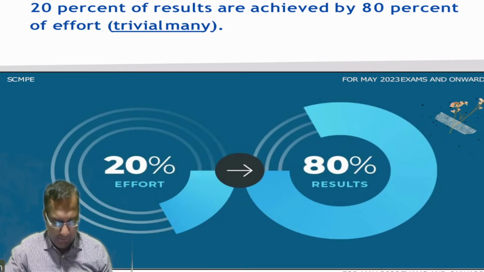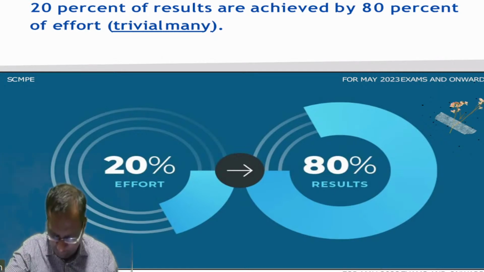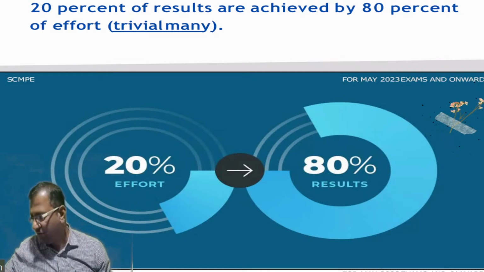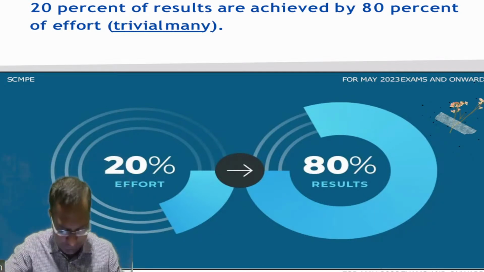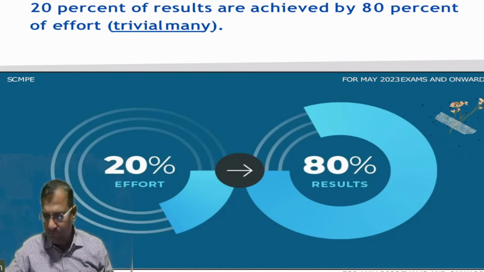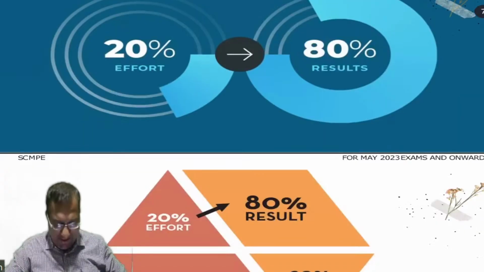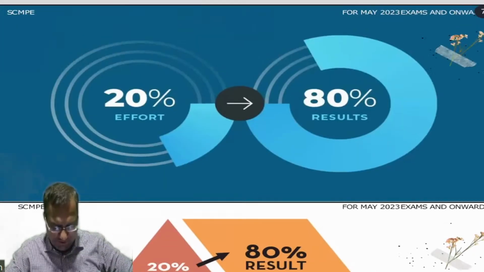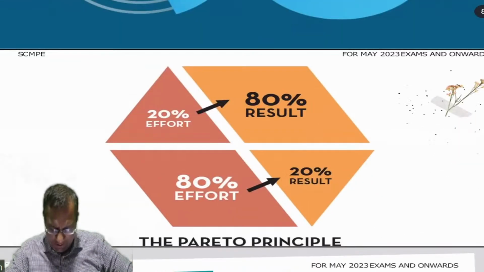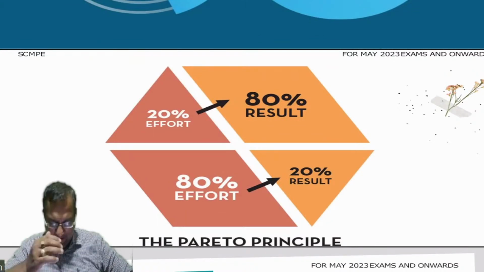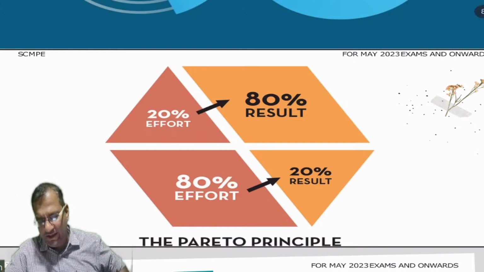क्लियर हुआ बेटा कंसेप्ट आपको? 20% of efforts are providing you 80% of the result. You can check the diagram. I have provided you the same definition part through diagram. 20% efforts, 80% result. 80% efforts, you are getting only 20%.